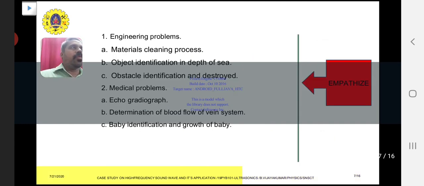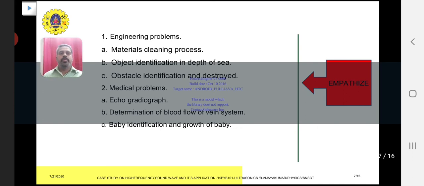Let us start one by one in our DT formation. For empathy, I am taking two problems, but within the two problems there are a lot of subdivisions. One is an engineering problem, the material cleaning process. The next one, object identification in the depth of the sea. Third one, obstacle identification and storage destroyed.